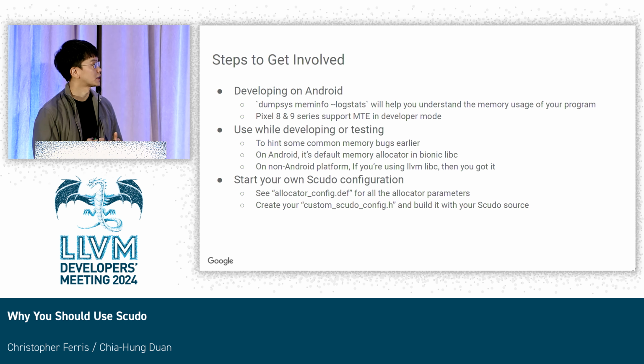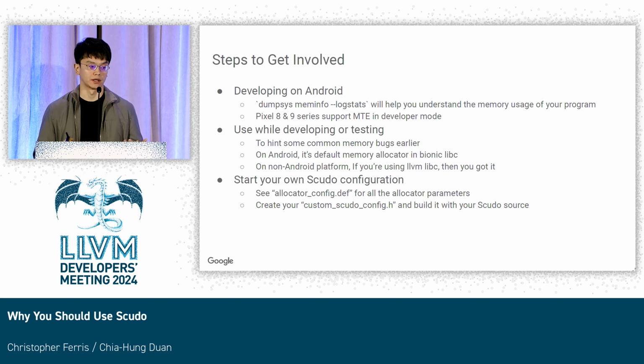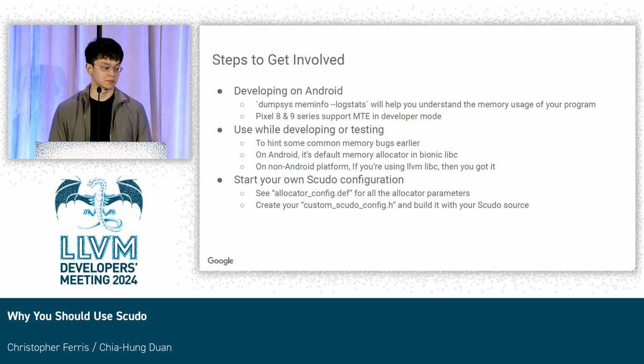And okay, the last and most important thing: how do you get involved with Scudo? The first thing is, if you have an Android phone or an emulator, you can just try the ADB command dumpsys meminfo with the log stats option for any app or process. Then you will see the Scudo internal information in the logcat, and you can read it and get some idea about what Scudo looks like.